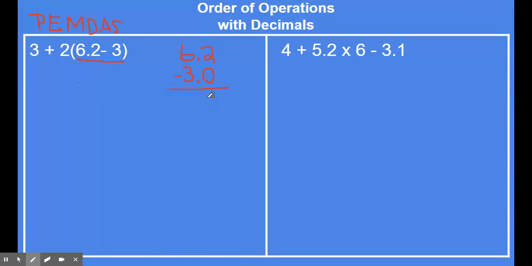So 2 minus 0 is 2. And I remind myself my decimal comes straight down. And then 6 minus 3 is 3. So now I know I'm going to replace this whole part right here with 3.2.